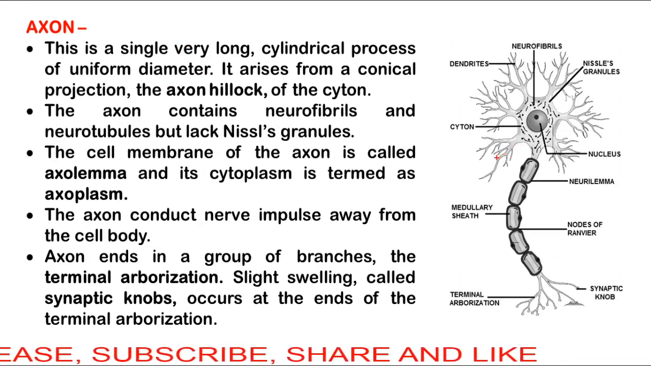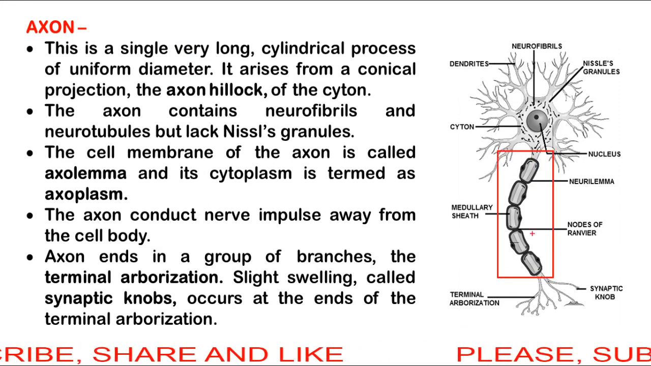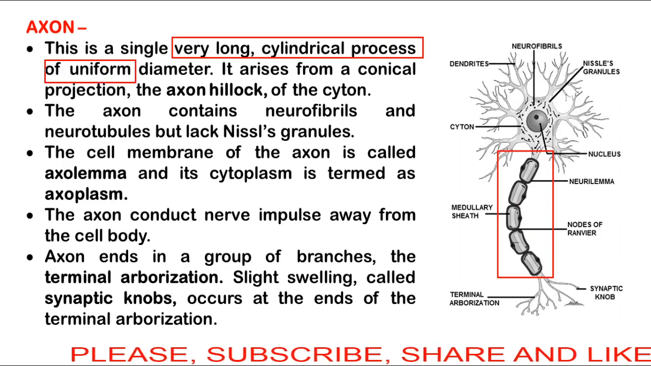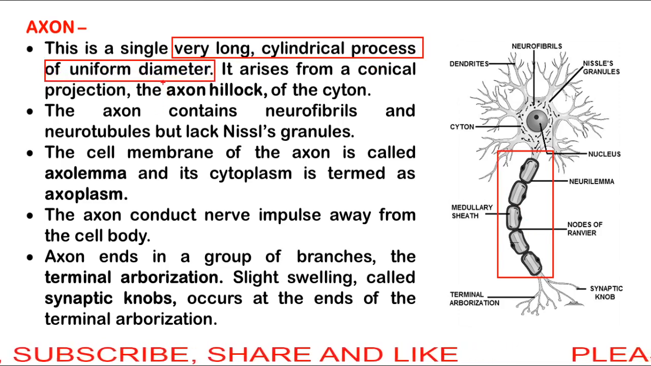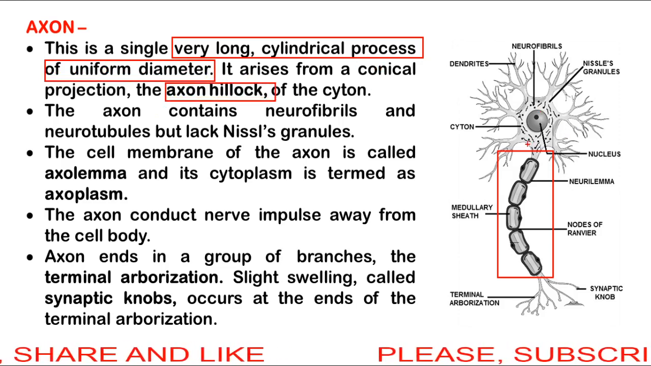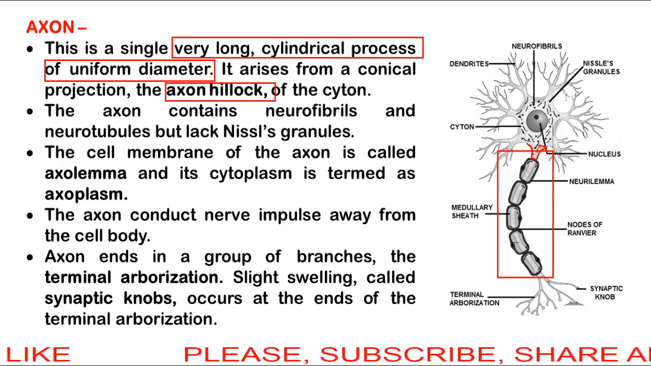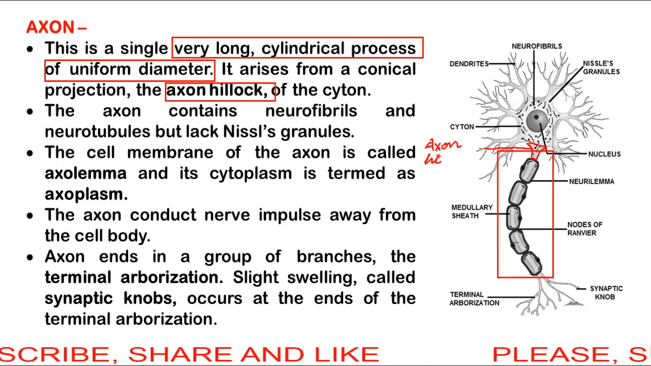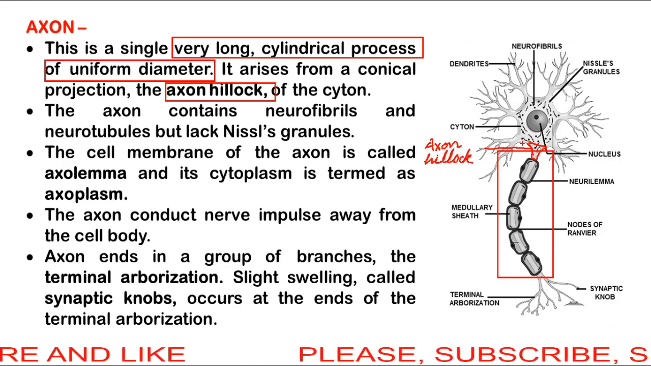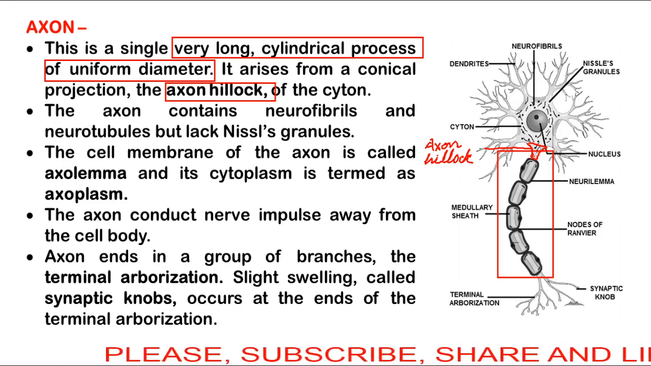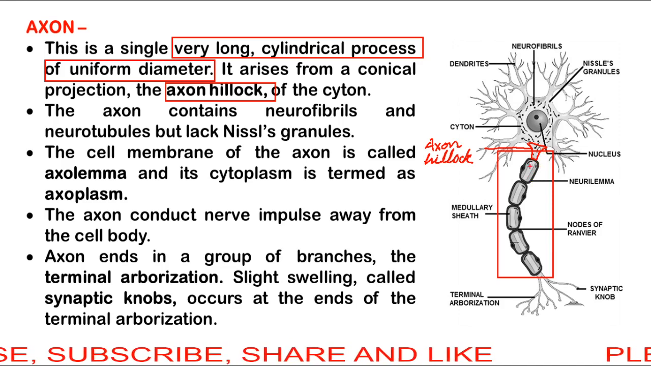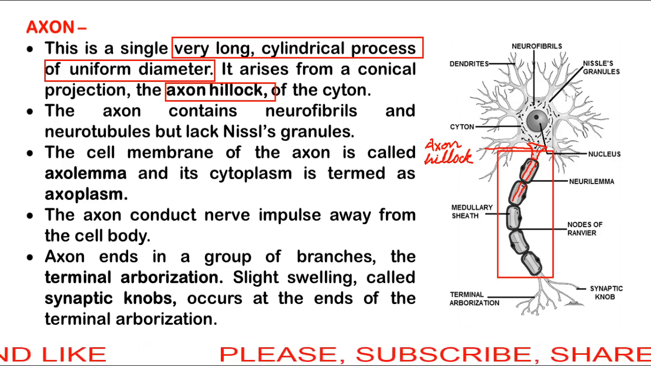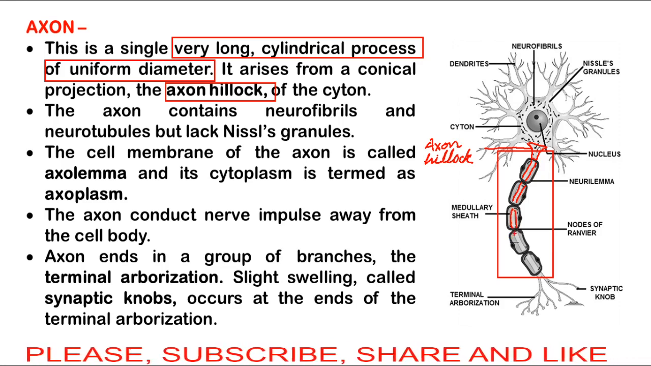Next part is the axon. This part is the axon. This is a single, very long, cylindrical process of uniform diameter. It arises from the conical projection known as axon hillock of the cyton. So this part is known as axon hillock. This triangular part of the cell body is known as axon hillock, and from this axon hillock, the axon develops. So this longest branch that arises from the cell body is the axon.